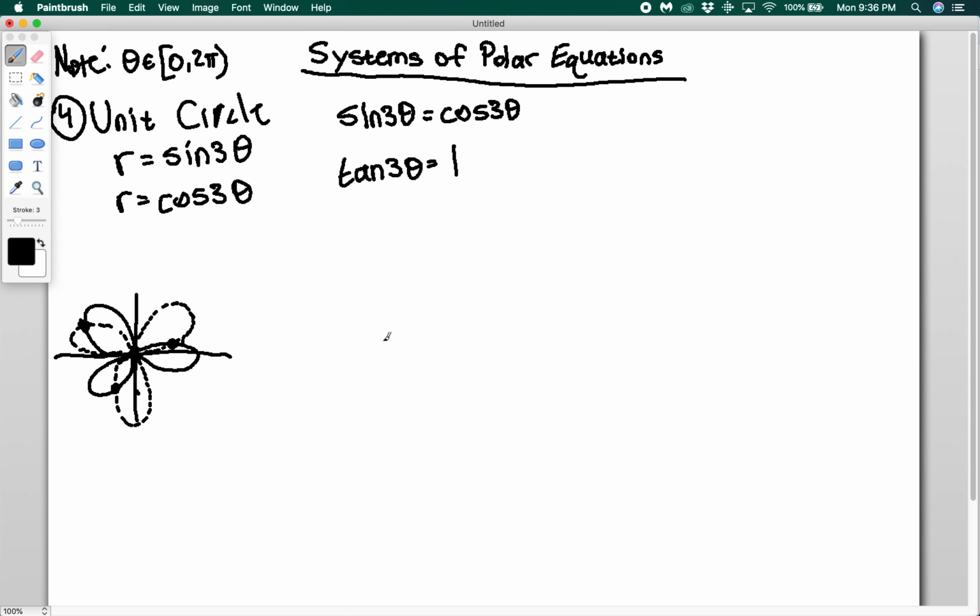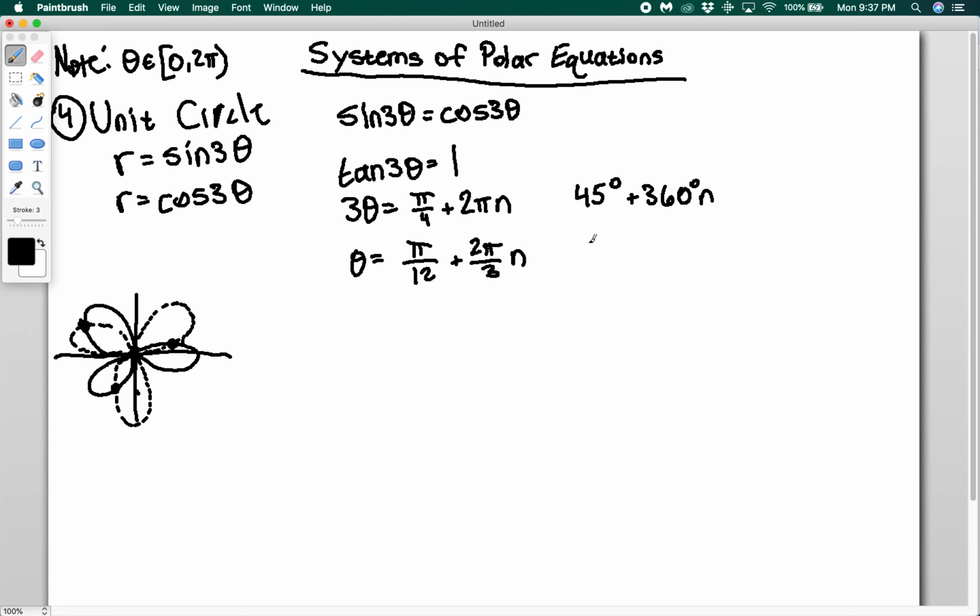Now, once I have this, I can solve this. I can say that 3 theta is equal to pi over 4 plus 2 pi n, which would also be, if you want to do it in degrees, 45 degrees plus 360 degrees n. And going further, I have theta equals pi over 12 plus 2 pi over 3 n, or 15 degrees plus 60 degrees n.